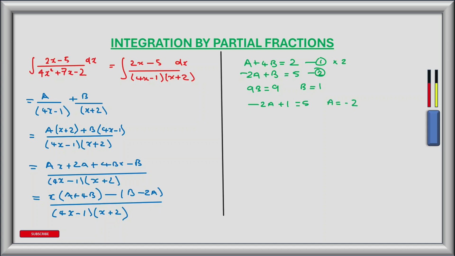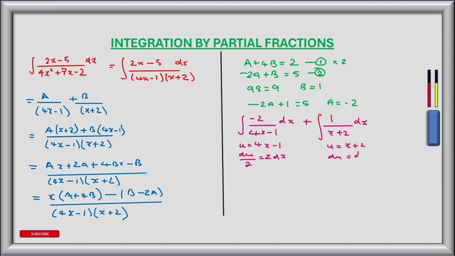So now replacing a and b in our partial fraction decomposition, we now want to integrate minus 2 divided by 4x minus 1 dx plus the integral of 1 divided by x plus 2 dx. So using u substitution, let's integrate these two expressions. So in the first expression, let u equal 4x minus 1. And in the second, let u equal x plus 2. So du divided by 2 is 2 dx, and du is equal to dx in the second.